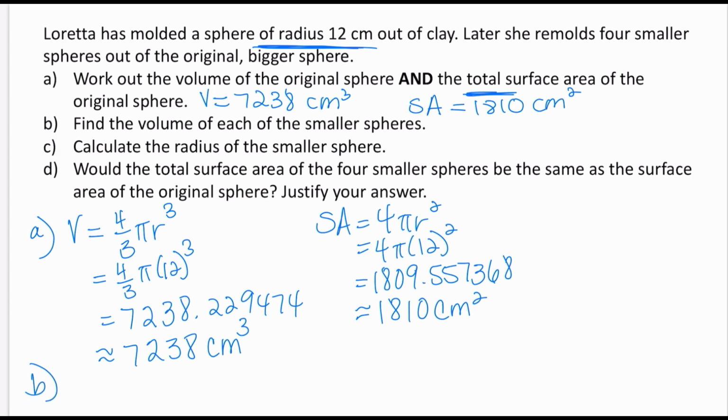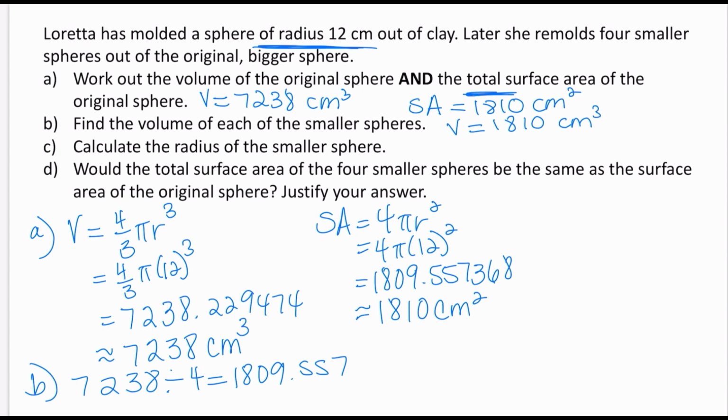So for part B, let's go ahead and divide 7,238 by 4, since she's remolding it into 4 smaller spheres. If you can, grab the answer that you still have in the calculator, 7,238.229474, and divide that by 4. We do that because we want to avoid having round-off error. When we divide by 4, we end up with 1809.557, which is coincidentally the same exact answer as the surface area of the entire thing. So the volume of each of those smaller spheres is 1810 cubic centimeters.